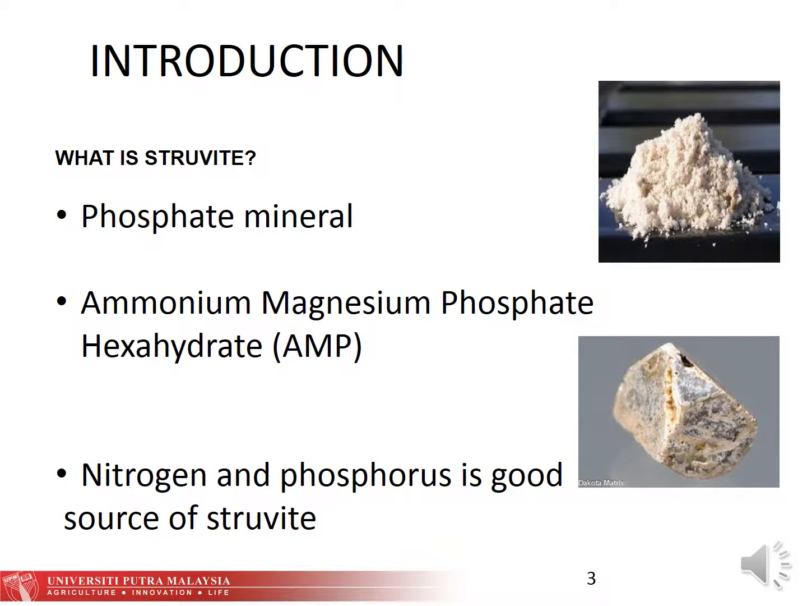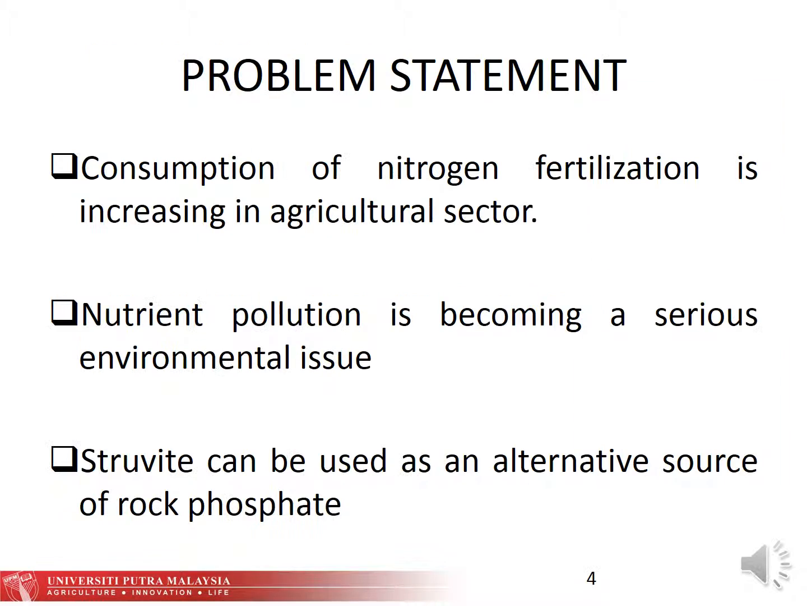So what is struvite? Struvite is a phosphate mineral, which is also known as ammonium magnesium phosphate. For the problem statement, struvite can be used as an alternative for nitrogen fertilizer. As we all know, nitrogen fertilizer releases nitrogen and this will escalate the greenhouse gases in the environment, which will cause global warming, and it can also be used as an alternative source for rock phosphate, which is very expensive.